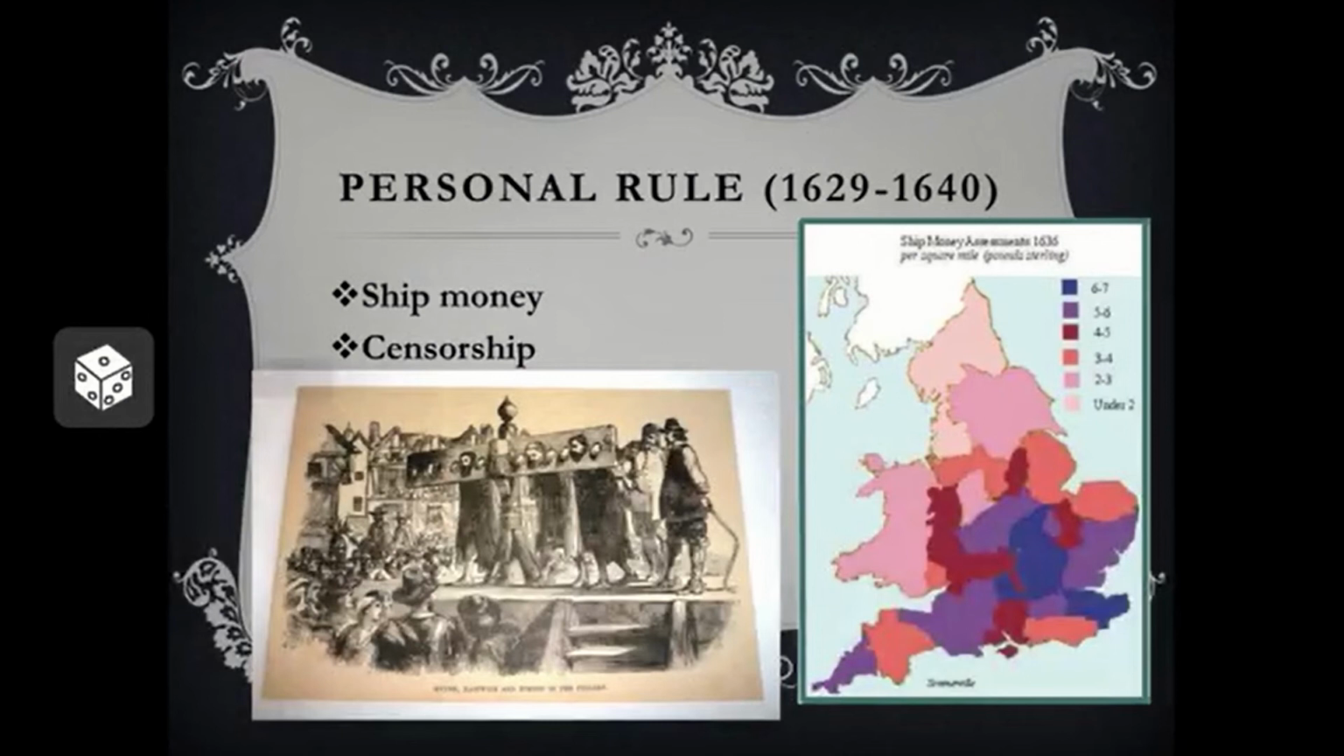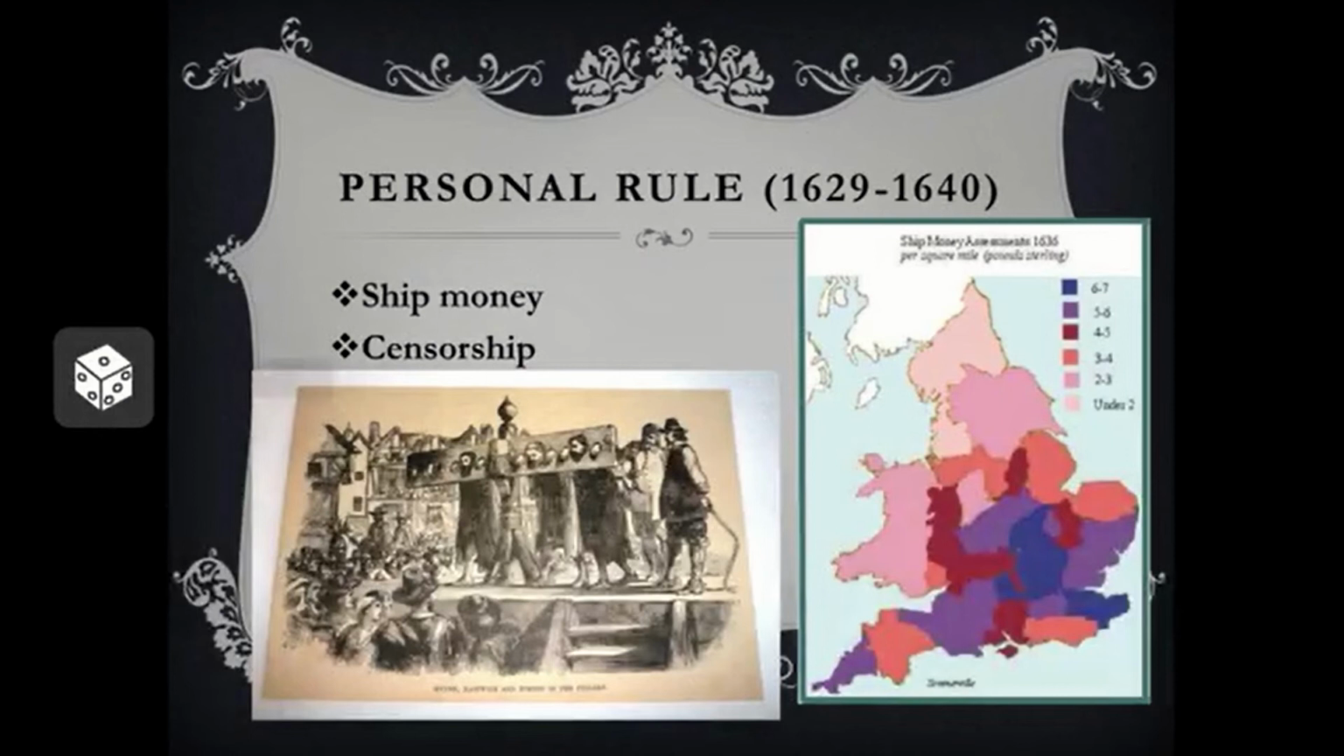Basically, the ship tax was that in coastal towns around England, because it's an island, if you lived in a coastal town, you had a special tax that you had to pay every year to raise money for the Navy. So the Navy could protect the coastline so that somebody couldn't just sail up and raid a coastal town. So it was called the ship money tax.